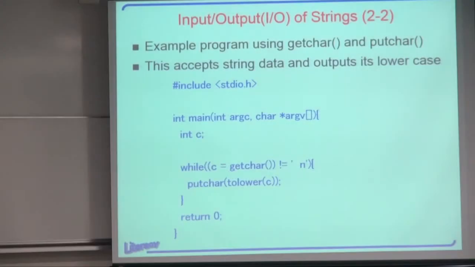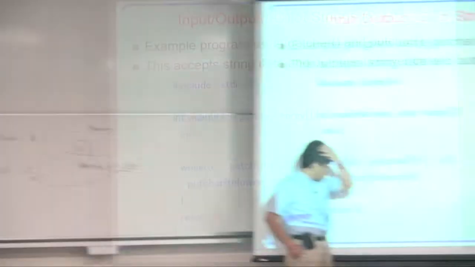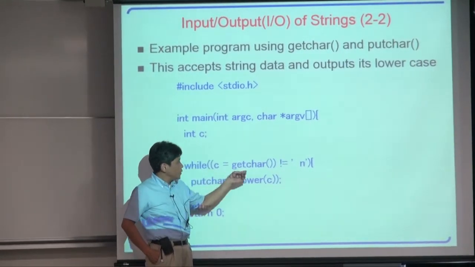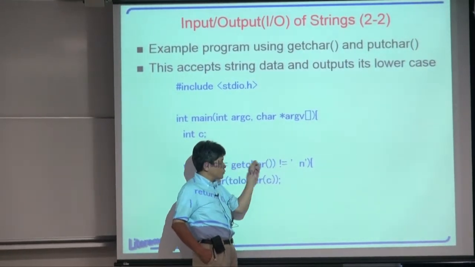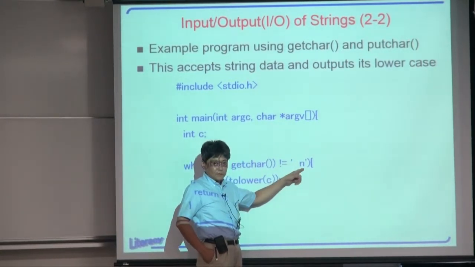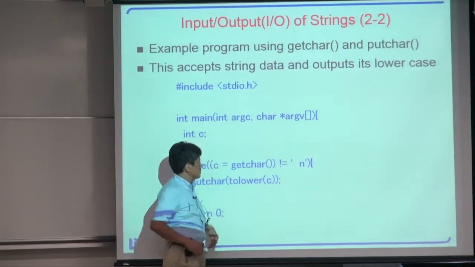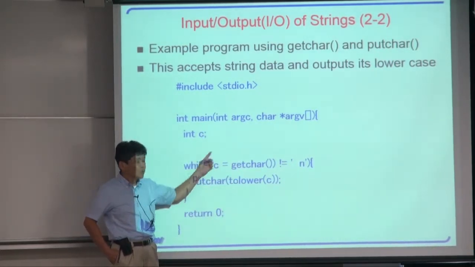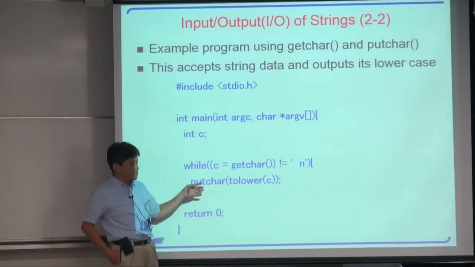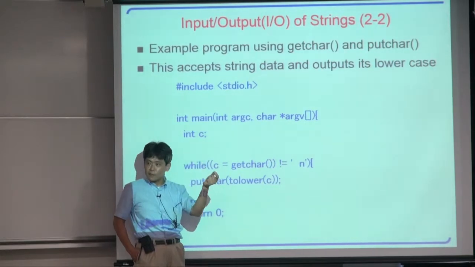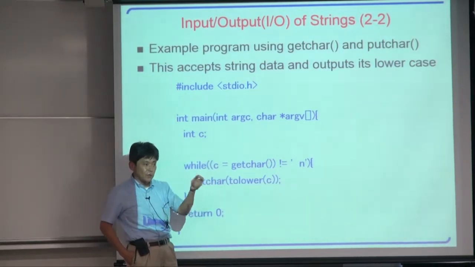So in this case, the content of c becomes a character, the character code, actually the ASCII code. Actually, this is a \n. Until you enter the \n, that means the return key, this while loop continues. So this program can accept each character data by your keyboard input.